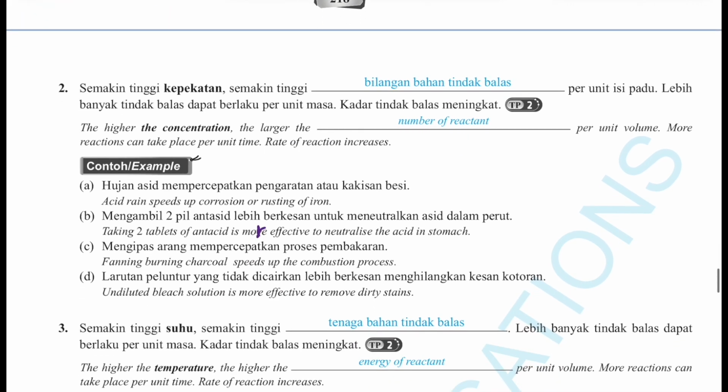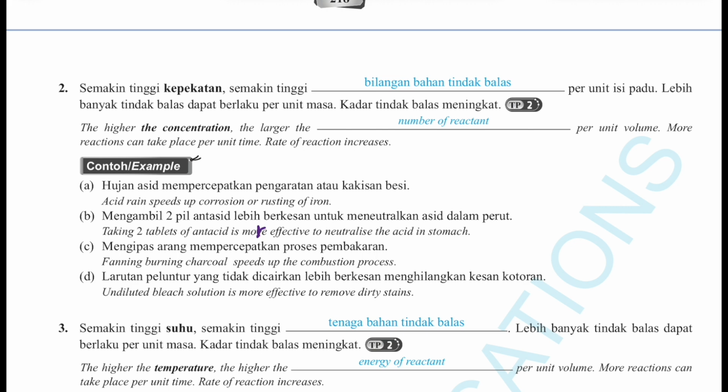Okay. The second one, we have learned that the higher the concentration, the larger the number of reactant per unit volume. So more reaction can take place per unit time. So rate of reaction increases. We have learned the second one. The higher the concentration, the higher the rate of reaction, isn't it?